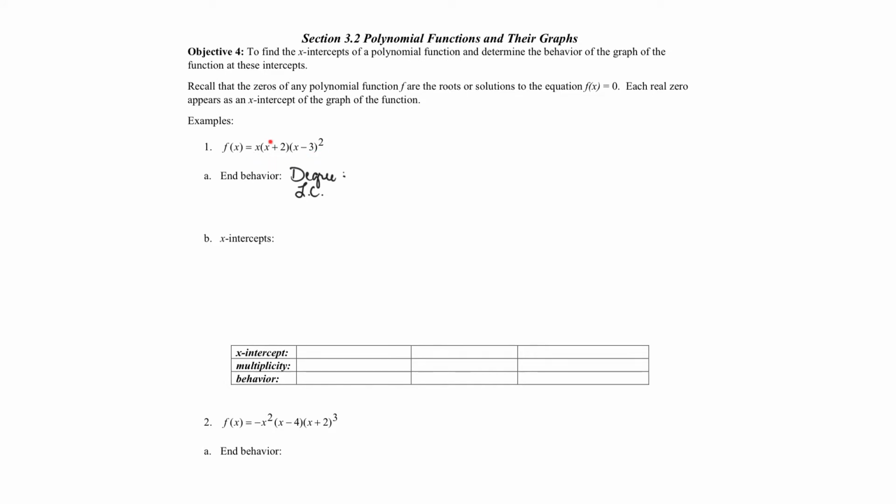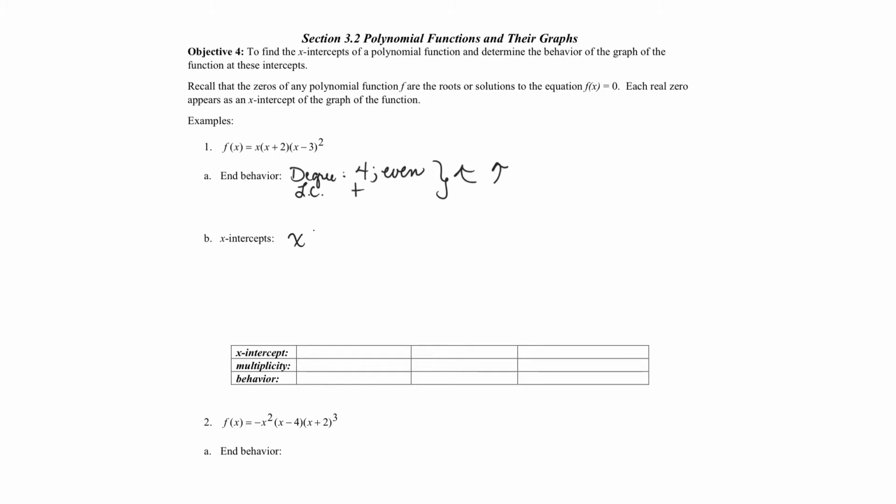1, 2, 3, 4. So if I expanded and multiplied this all out, I would have x to the 4th as my first term. So the degree is 4, which is even. The leading coefficient is positive. So the end behavior, it's going to rise left and rise right.